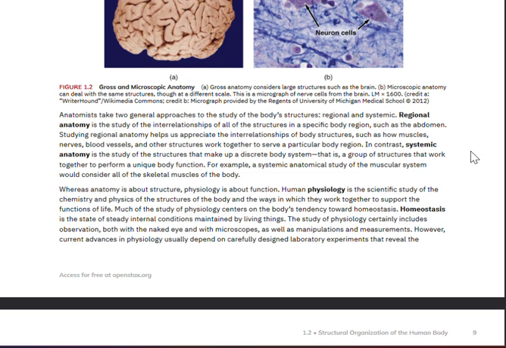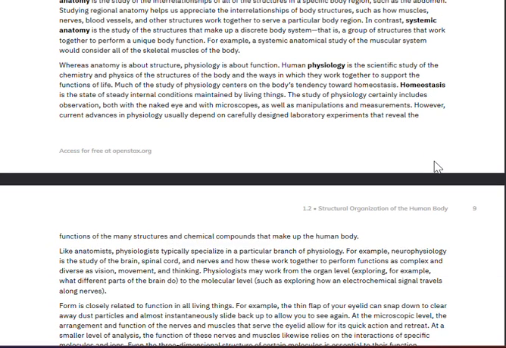Regional anatomy is the study of the interrelations of all the structures in a specific body region, such as the abdomen. Systemic anatomy is just the study of the organization and groups of a body system, like the kidney system or skeletal muscle system. Physiology is the scientific study of the chemistry and physics of the structures of the body and the ways in which they work together to support the functions of life.